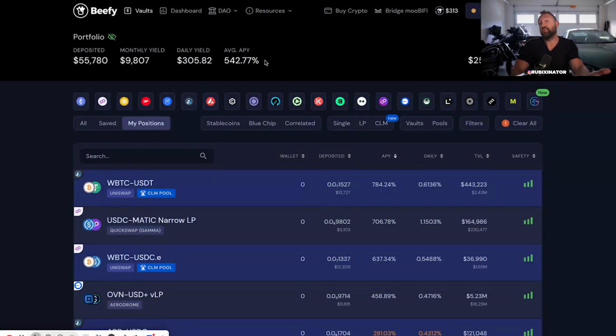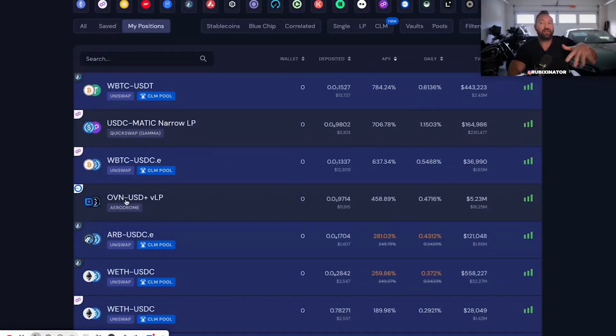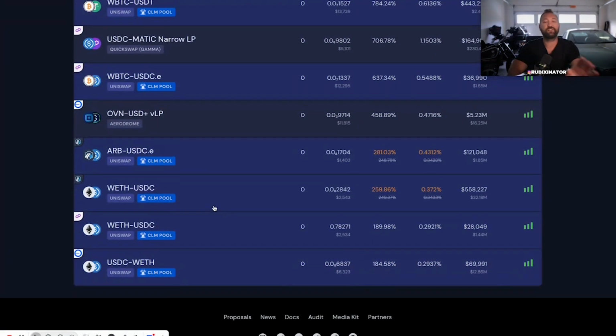Now, that said, I do like Beefy because it's compounding it for me. I'm super hands-off, and all of these assets I want to hold for the long term anyway, except for OVN USD Plus. That's just been a cash cow moneymaker for the last couple months. Actually, super, super ridiculous. It's been probably the play that's made me the most amount of money over the last little bit because we bought it pretty early and it also shot up in price like crazy.